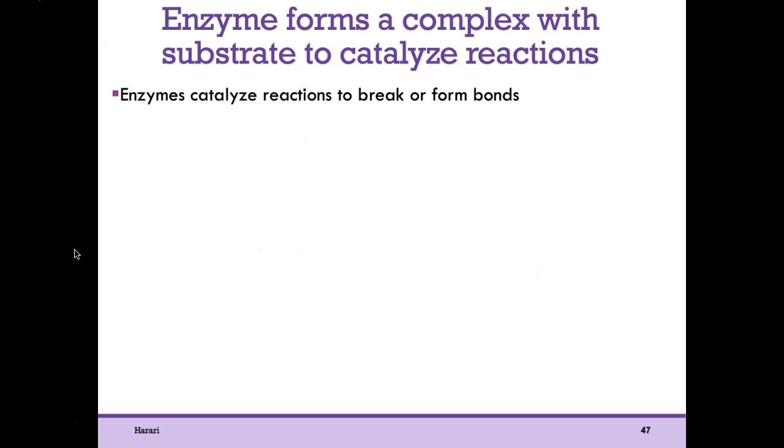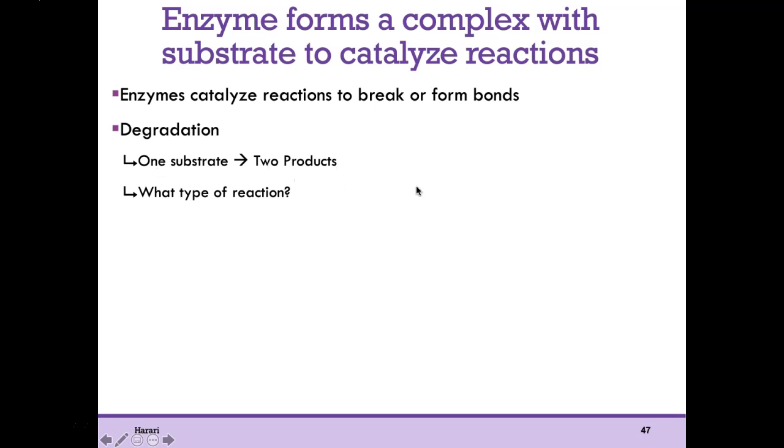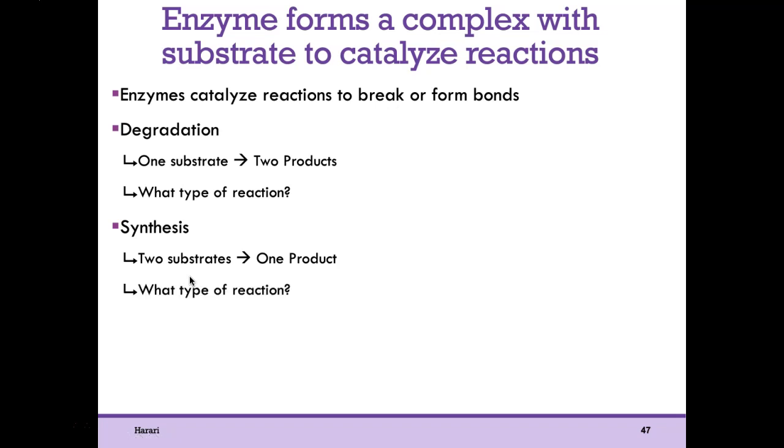So enzymes, we said, could form a complex with the substrate to catalyze reactions, right? And these reactions are just breaking bonds or forming bonds. So in a degradation reaction, you can take one substrate and break it down into two products, right? That would be a catabolic reaction, like hydrolysis. In a synthesis reaction, you can take two substrates and make them into one product. That would be anabolic, or building something, right? For example, that could be a dehydration reaction, right?